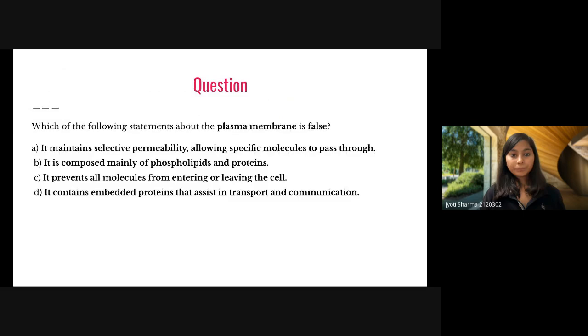And what statement is false about the plasma membrane? The plasma membrane is semi-permeable, meaning it allows some compounds to enter, but some compounds it will not allow to enter. So it doesn't mean that it resists all molecules entering and leaving; it is semi-permeable in nature. That's why statement C is the wrong statement, and that's why this is the right option.